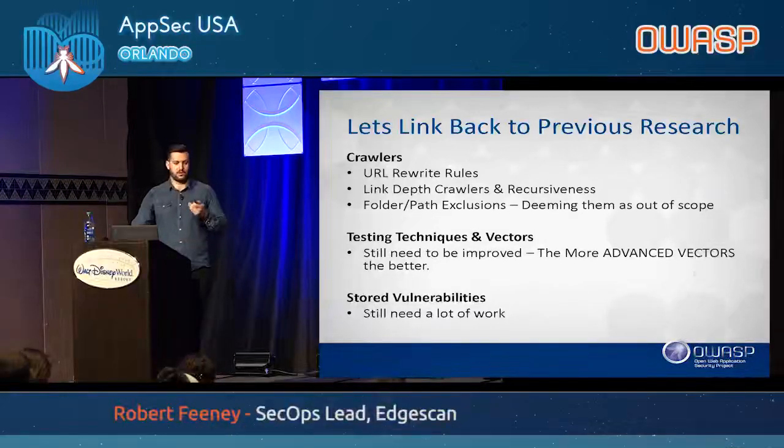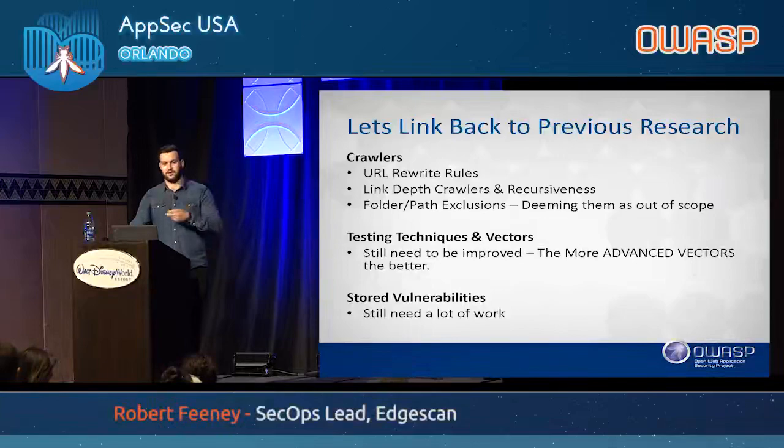So some tools have automatic URL rewrite rules where they attempt to find and identify where this functionality may be in place so that it ignores it and doesn't cause your sitemap to be populated with lots of junk. Then there's linked depth crawlers and recursiveness. So you can restrict how deep the crawler goes into the app, and you restrict if it finds the same item like 15 times.